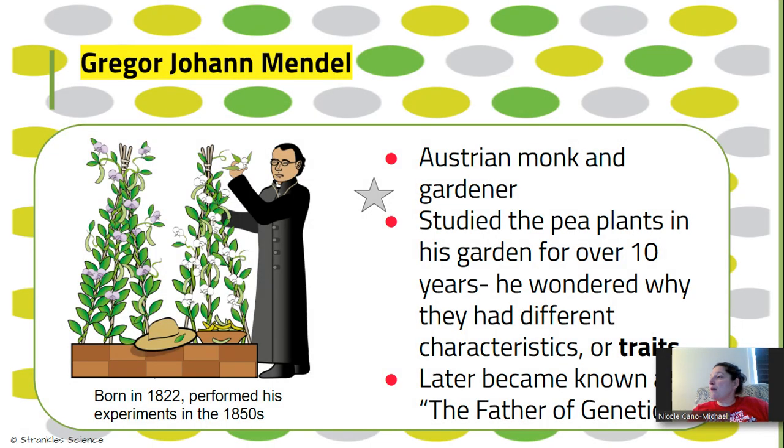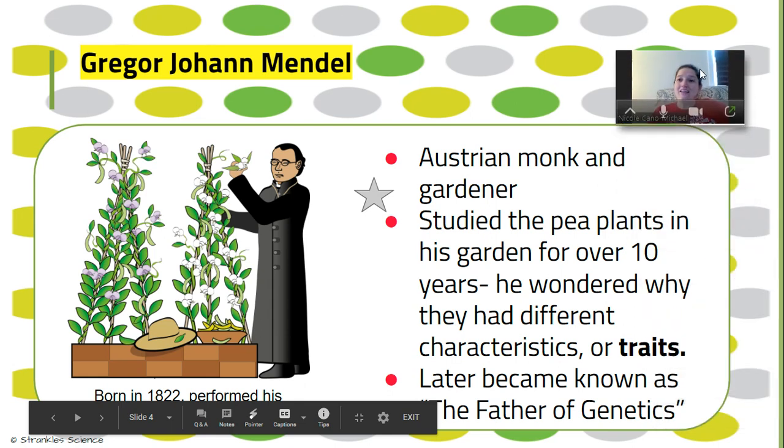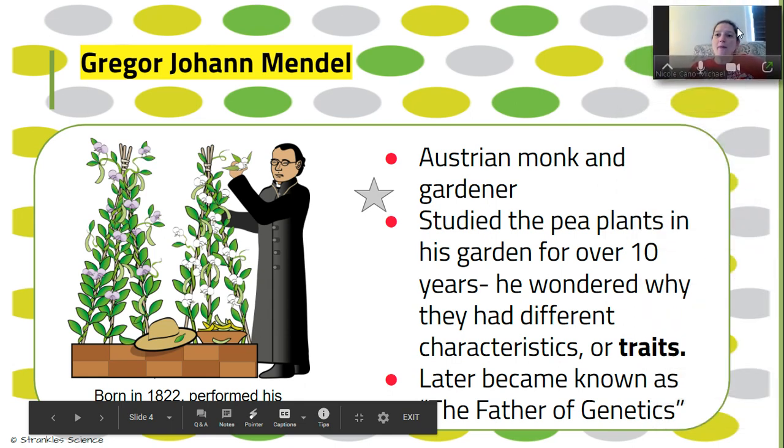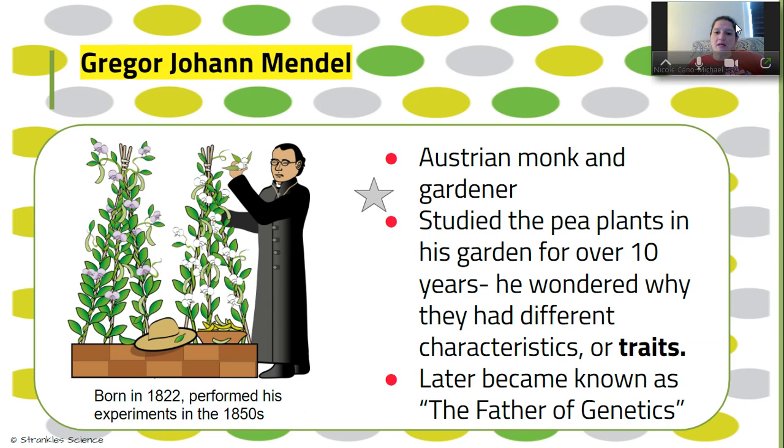All right, so the first box that you are filling out, Gregor Mendel, who is he? He was an Australian monk and gardener, and he studied pea plants for over 10 years. Why pea plants? Well, we'll get to that in a minute.